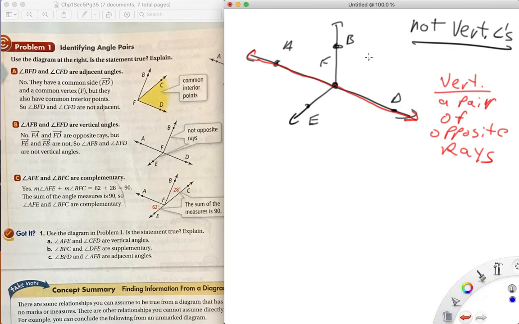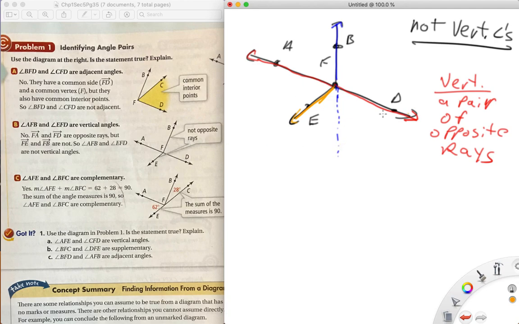If we look at BF, it goes in that direction, right? If it was to have an opposite ray, it would continue to go in the opposite direction, and that would have been its opposite ray, but it's not there. The other ray is this guy over here, and that's not opposite. It bends. It doesn't go straight through. So since it's not an opposite ray, we can't call this vertical angles.